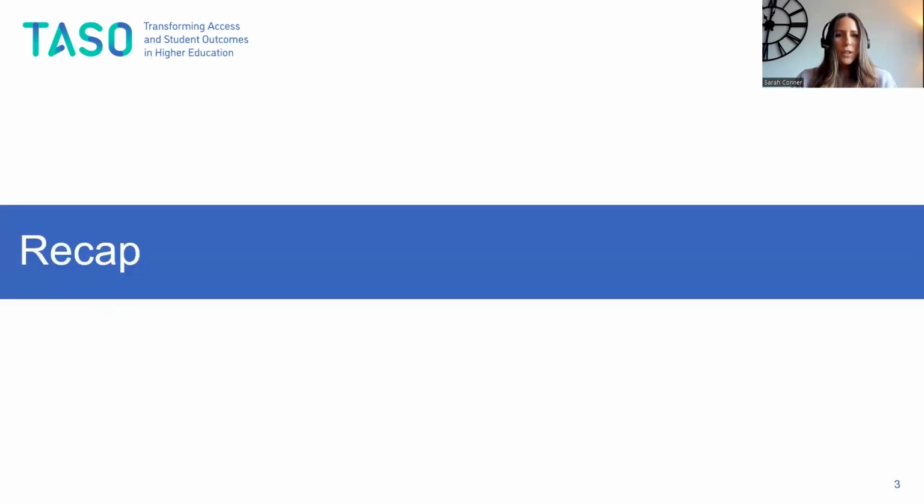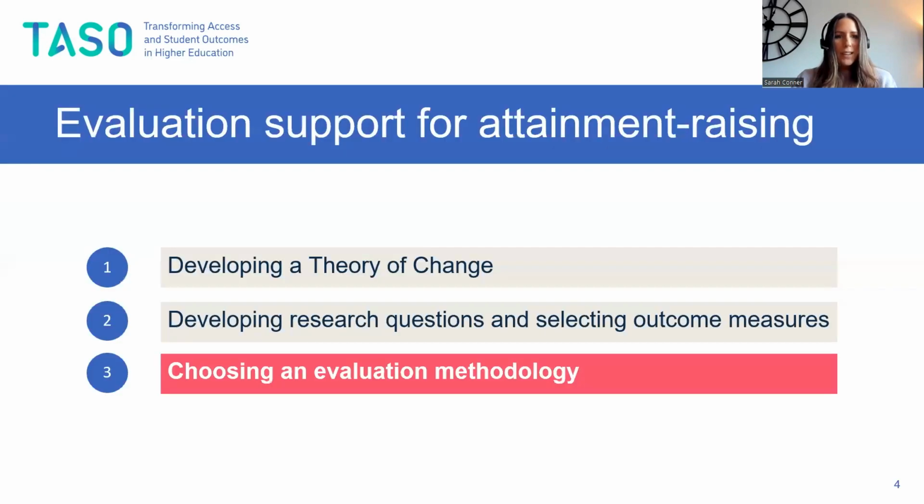So to start with, a very brief recap. This is our third webinar in the series. Rain talked through how to develop a theory of change and went through an example theory of change for an attainment raising intervention, which was a Key Stage 3 literacy program. I'm going to be coming back to that example today. And then last time, Nicolette talked you through developing research questions and selecting different outcome measures, again using that Key Stage 3 literacy program example.